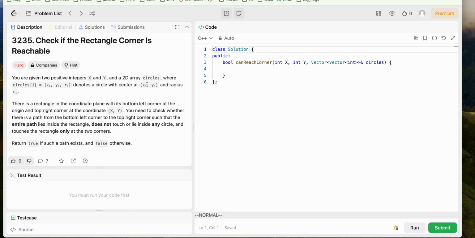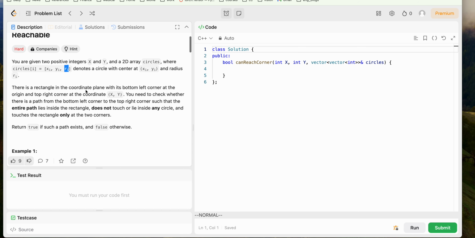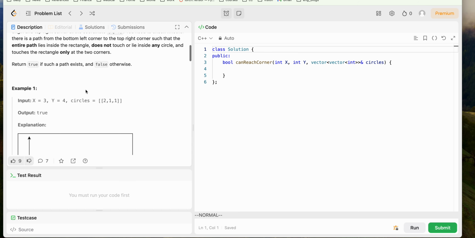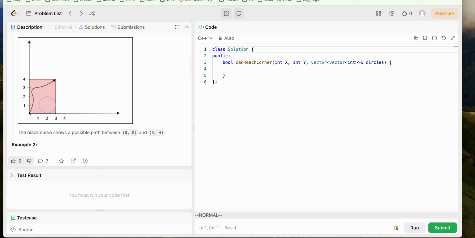We are also given a 2D array circles where circle i has three members. The first two are the position of this circle, the center of this circle. Then the third position is the radius of this circle. We are required to check whether we can reach from this 0, 0 position to the x, y position, but do not reach any circle and go beyond this rectangle area.